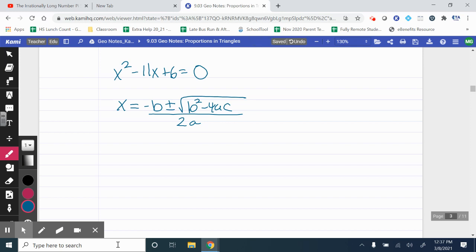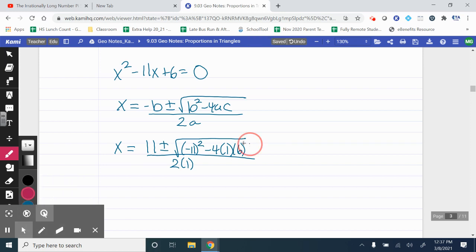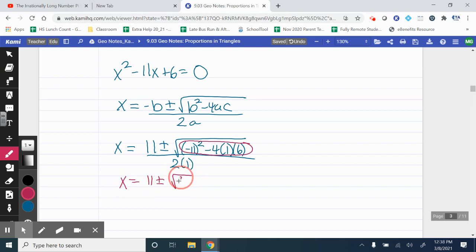So now you want to substitute in. So we've got x equals negative 11, so that's positive 11. Show all your substitutions here, so negative 11 in parentheses squared minus 4 times 1 times 6 all over 2 times a, which is 1. Now in your calculator, you should type in this whole thing without the radical all at once, which should give you 97 over 2.